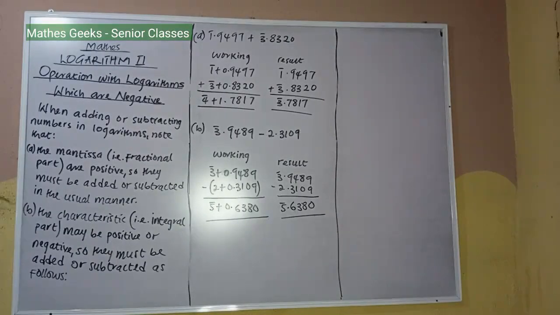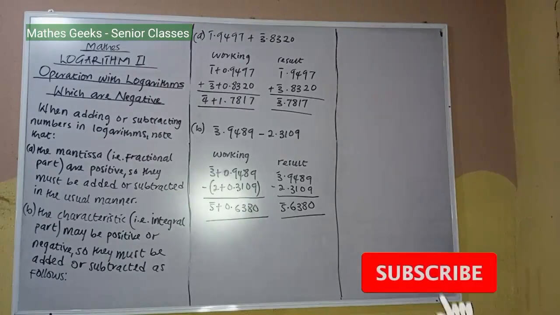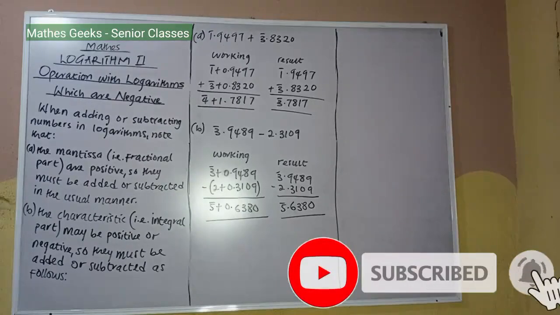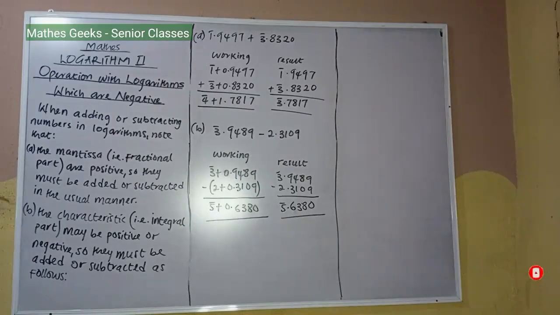Now, in this video, we're going to look at operations with logarithms which are negative. When adding or subtracting numbers in logarithms, note that the mantissa, that is the fractional part, is positive, so it must be added or subtracted in the usual manner. The characteristic, that is the integral part, may be positive or negative, so it must be added or subtracted as follows.